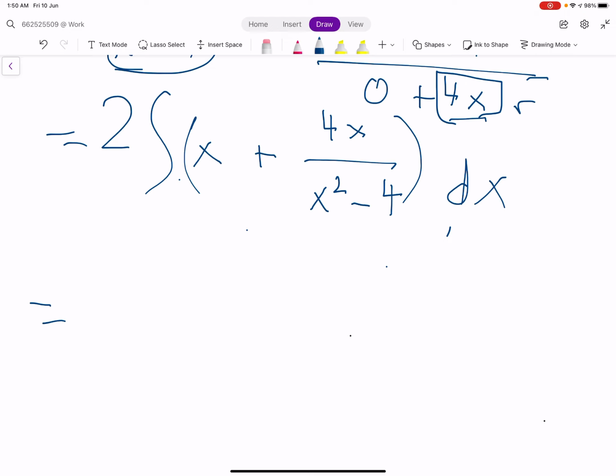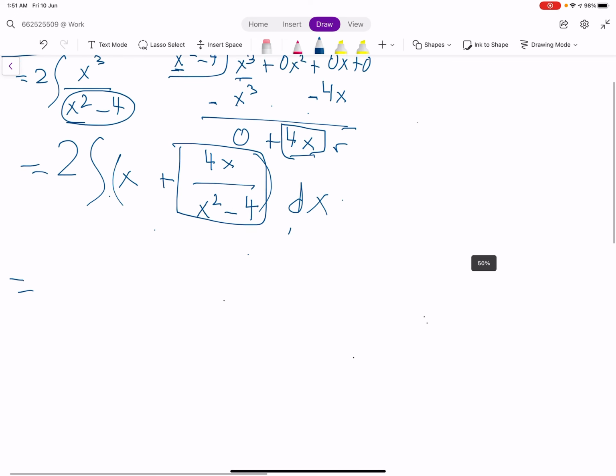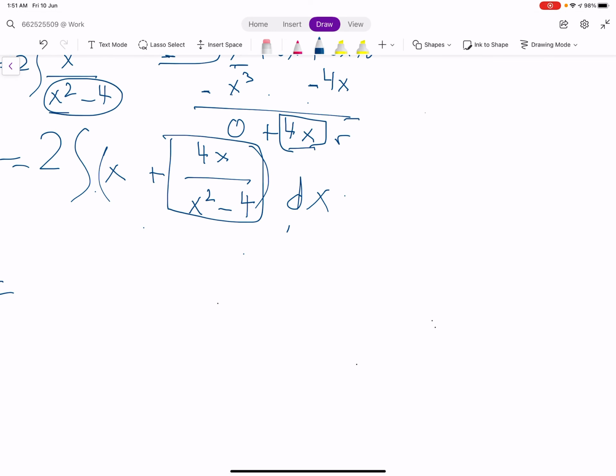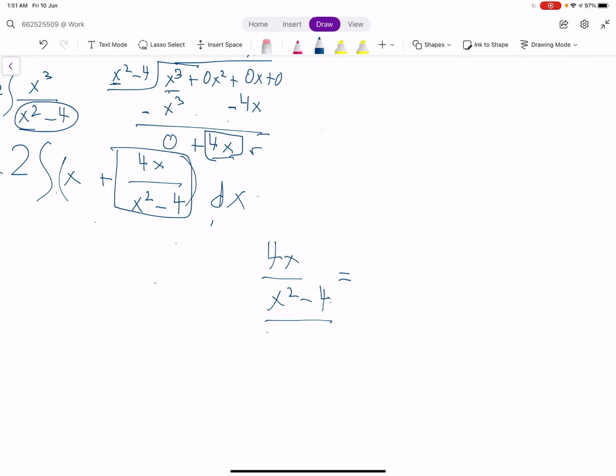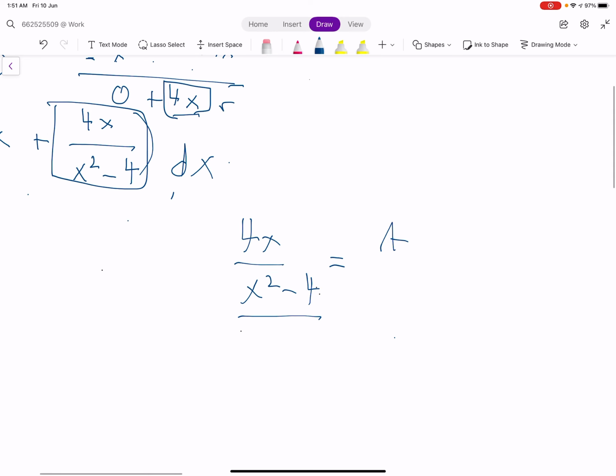So, to do partial fractions, we have this one. We have the first rule, correct? Does the numerator have a lesser degree than the denominator? Yes, it does. So we can use partial fractions. So we will have 4x over x squared minus 4 equals A over something plus B over something. Since the denominator is in the second degree, we'll have 2 terms. Since it's called partial fractions, we'll have 2 different fractions.